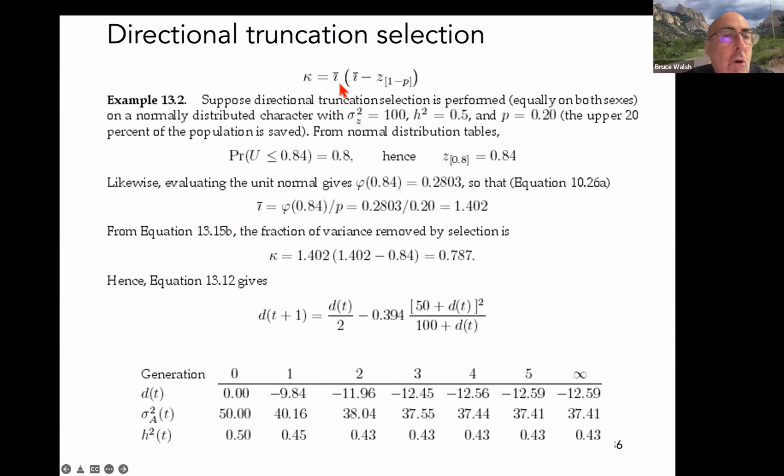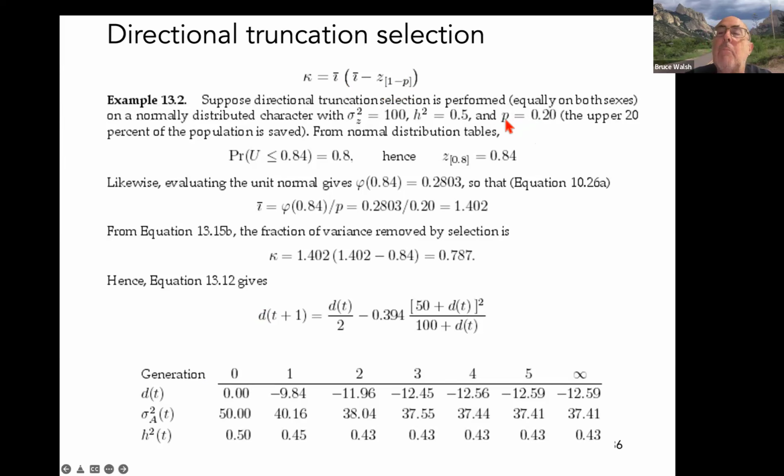So this is the reduction. That's that kappa that you plug into the Breeder's equation, the Bulmer equation. That depends upon the intensity. This is also a function of the strength of selection. Again, just worry about the rough details. Chapter 16 gives you all the information in here.